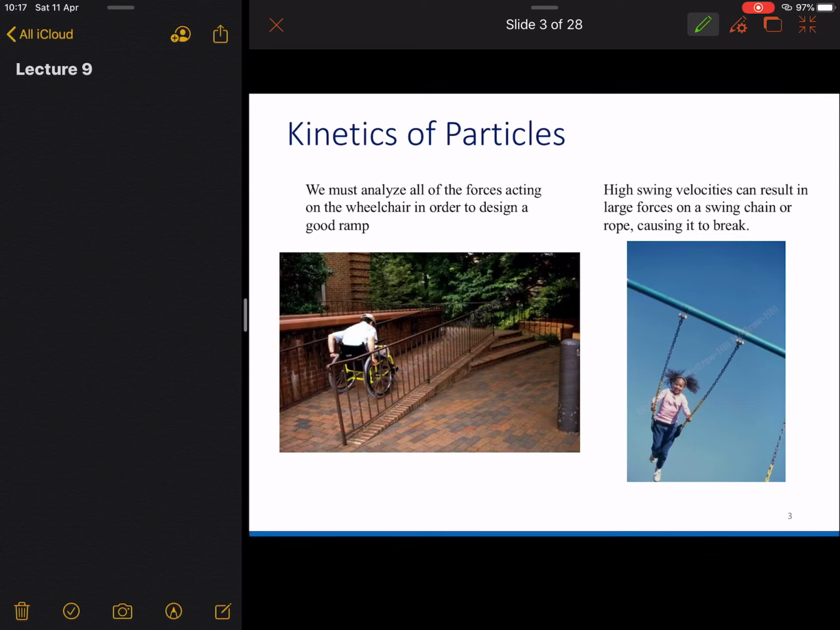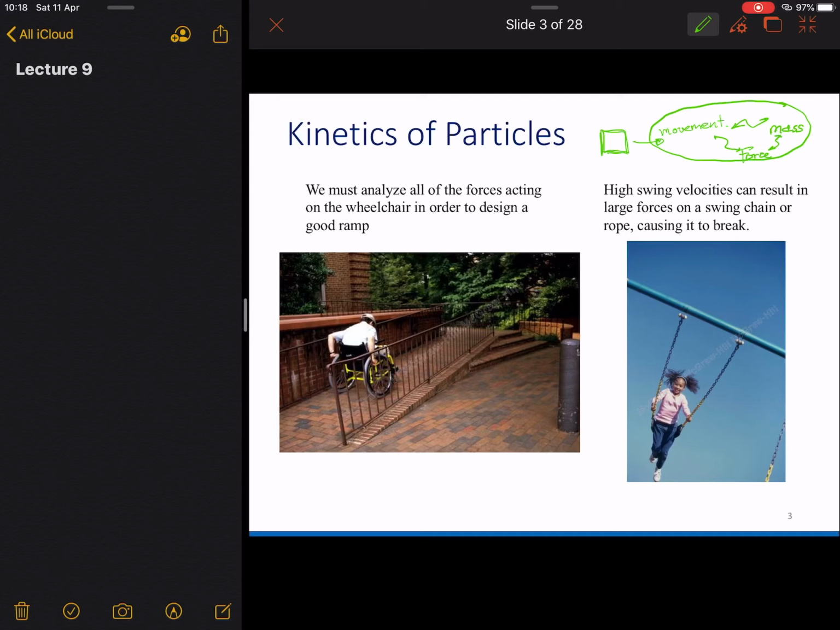Next, kinetics of particles. By the way, what is kinetics here? If you go back to the last lecture, what is the definition of kinetics? It is about the relationship between the movement of the objects and also the force and the mass. So we have an object like this, and this is the movement, and then we will find the relationship between the movement and the mass and force. These three will be in our equations, and you will see in the next few slides.